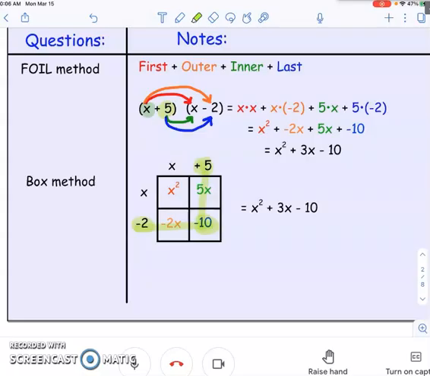So it's finding all four products again, it's just organizing them a little differently. And then you still have to make sure to combine the like terms to get your final answer. So on each of them, you have to combine those like terms. -2X plus 5X is 3X. So you find all four of your products, and then two of them will have like terms, and you'll combine those to get your final answer.